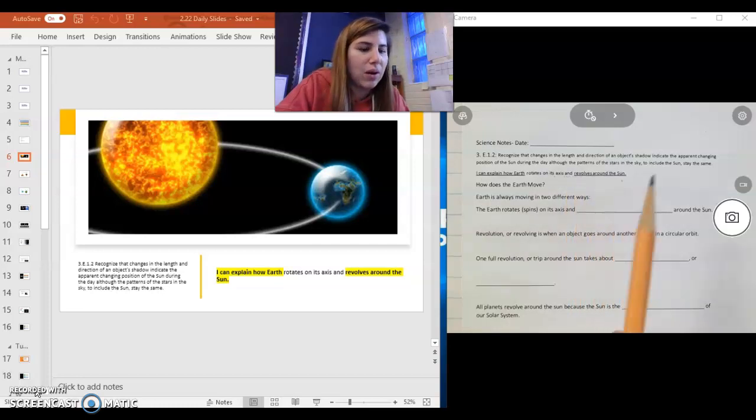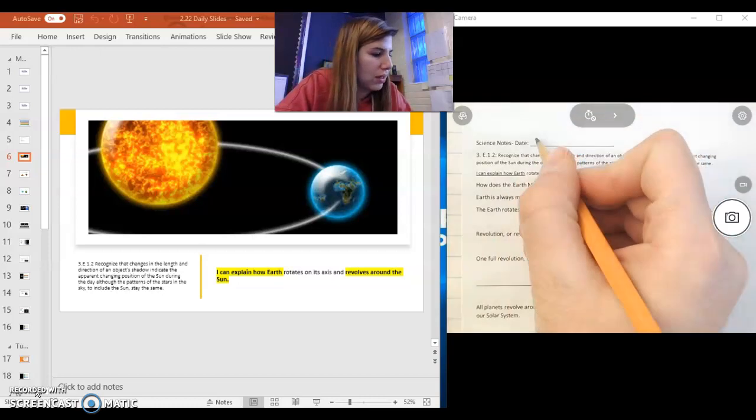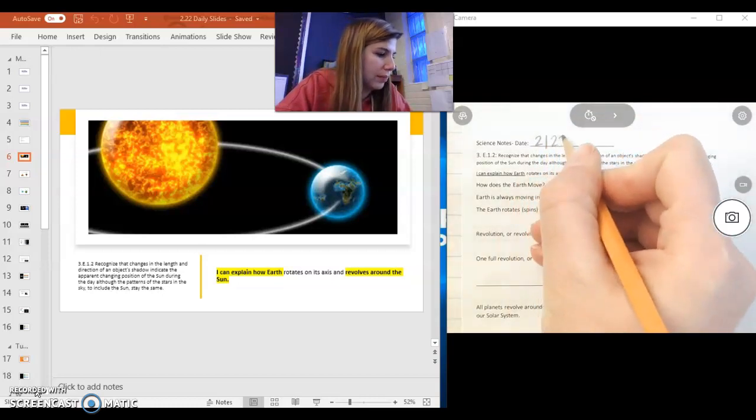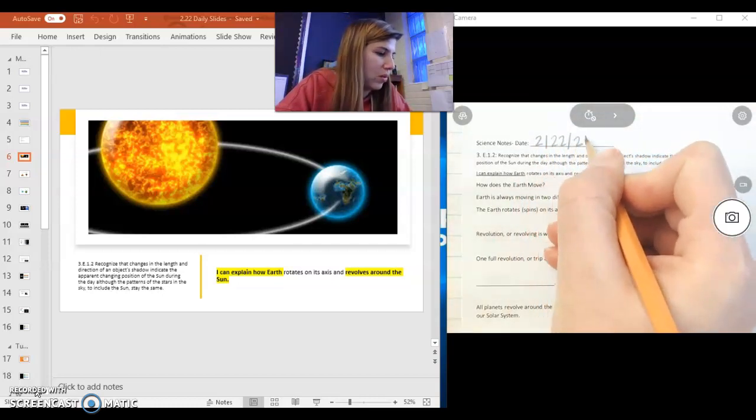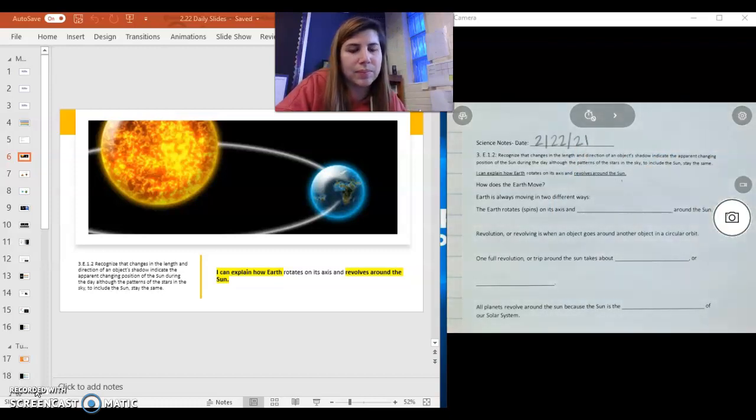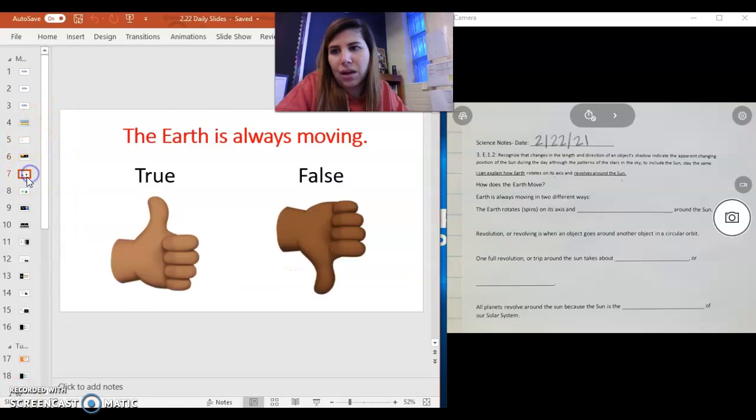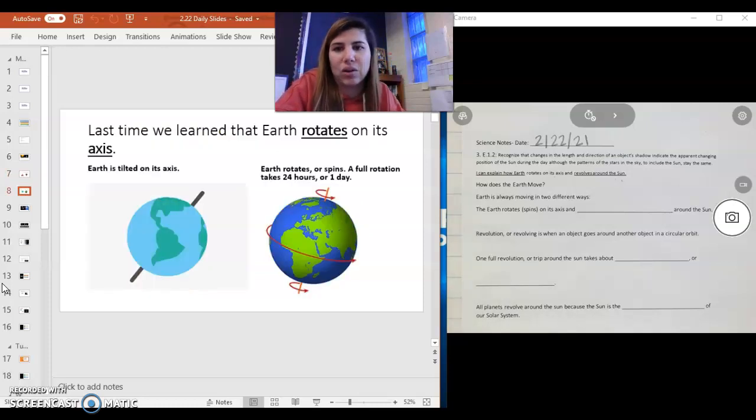We'll get started by writing today's date, which is February 22nd, 2021. And again, we're focusing today on how the Earth moves, but specifically with revolution. So, true or false, I kind of already gave this one away: the Earth is always moving. Everyone should be giving me a thumbs up, right? The Earth is always moving, and not just in one way, but now we're learning a second way.